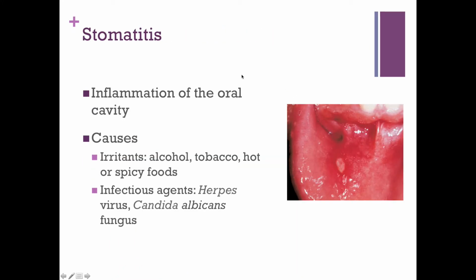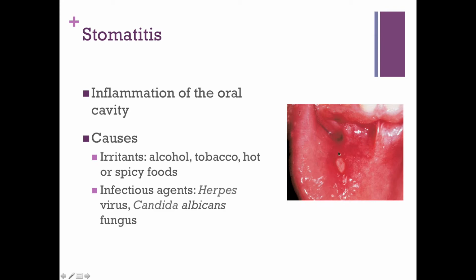Other things that can go wrong. Inflammation of the mouth is called stomatitis. Stoma is mouth, itis is inflammation. So inflammation of the mouth, here are the bottom of the teeth, here is the lip, and here we see a little sore, we see redness, swelling, there's exudate. People call these canker sores, and these can pop up for a variety of reasons.